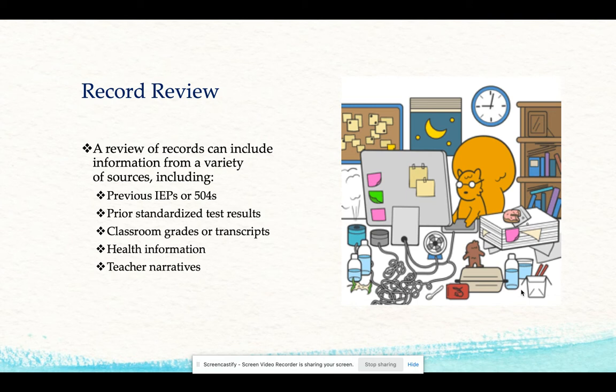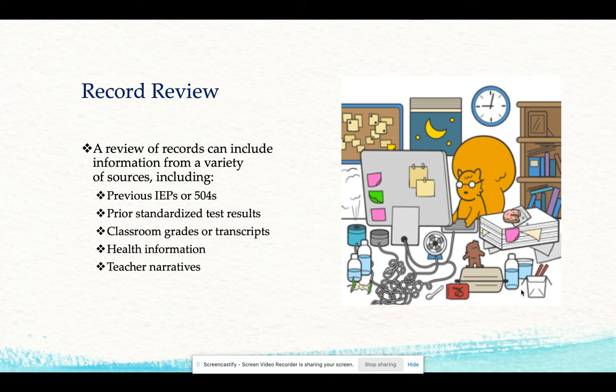The next part is the record review. A review of records can include information from all kinds of sources, specifically sources that have already laid a foundation for the child's background. So it could be a former IFSP, Individualized Family Service Plan. That would be for a child that's coming into preschool from early intervention.